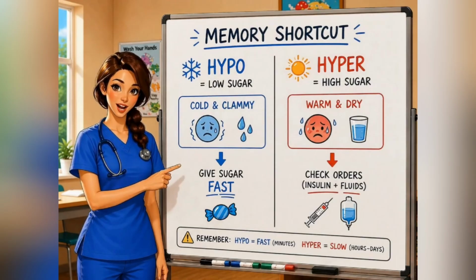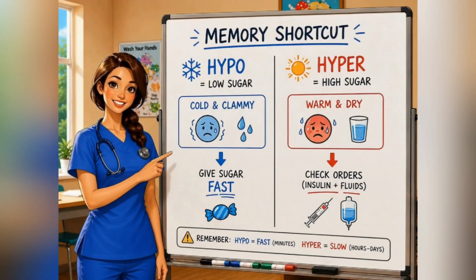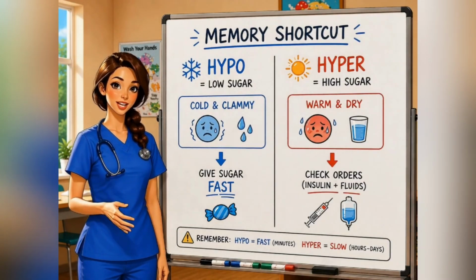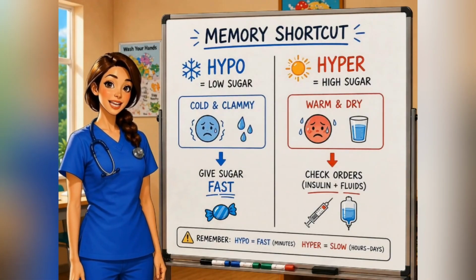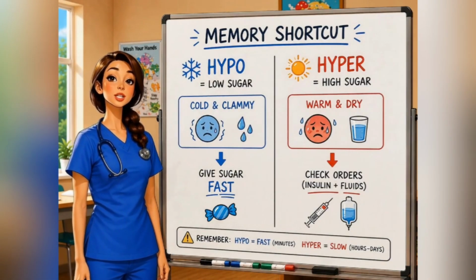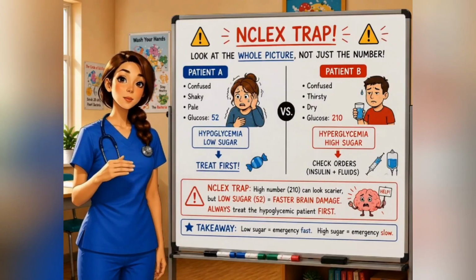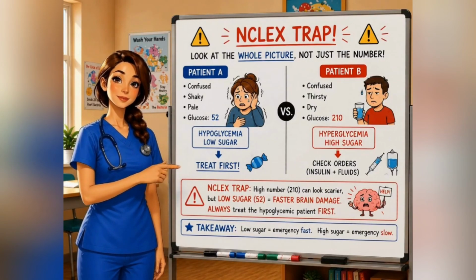Hyperglycemia: warm and dry. The body is dehydrated because it's dumping water trying to flush out all that sugar. Memory trick: cold and clammy, give some candy; hot and dry, sugar is high. Onset matters so much for priority questions.